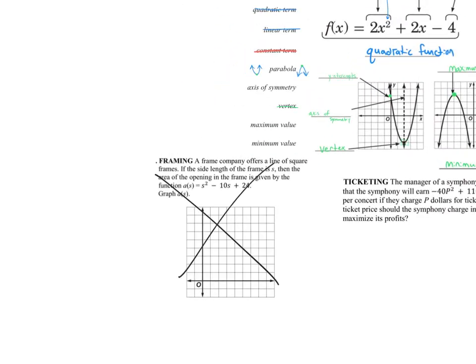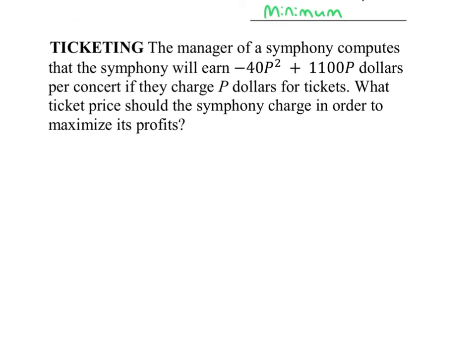So let's come back. We're not going to look at this problem. That problem didn't pan out the way I wanted it. We're going to look at this from a business perspective. That way we're not always just talking about punting footballs or shooting basketballs, but other applications as well. The manager of a symphony computes that the symphony will earn negative 40p squared plus 1,100p dollars per concert if they charge p dollars for tickets. What ticket price should the symphony charge in order to maximize its profits?